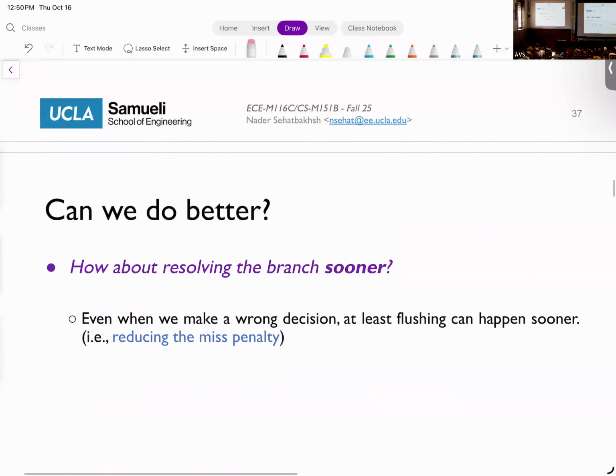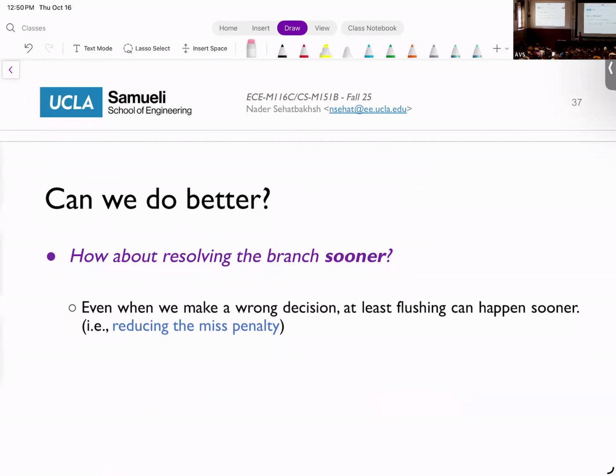Okay, so what are the things we can do? There are 2 things we can do. We can make the prediction accuracy better. We can also try to reduce the miss penalty, because even if I have a crappy branch predictor, if I at least know that I made a mistake as soon as possible, that's also good, right? So let's focus on that first, and then we're going to talk about how to make the branch accuracy better.